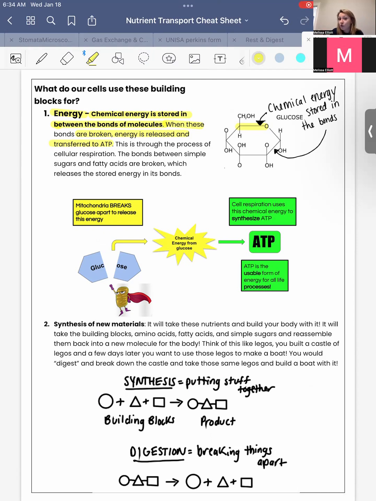Actually, what happens is the glucose will go to the mitochondria, and the mitochondria, which is kind of shown right here, right? The mitochondria actually breaks those bonds in glucose, releases that energy, which is then transferred to ATP. And then ATP can be used to stay alive and do all of the life processes necessary to stay alive.